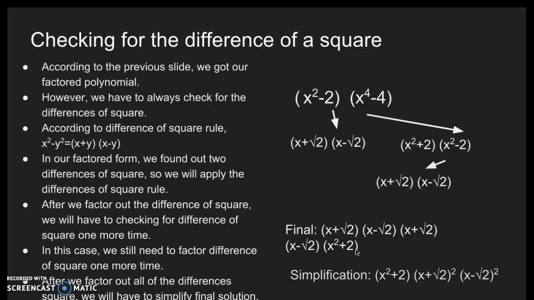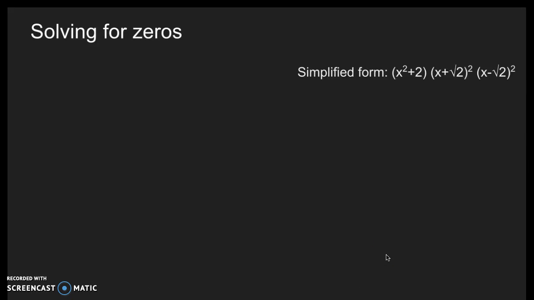Now we'll combine the like terms. Notice how we have two (x plus square root of 2) in parentheses, so we'll go ahead and write them as (x plus square root of 2) in parentheses squared. Notice we also have two of (x minus square root of 2), so we'll also group them together, (x minus square root of 2) in parentheses squared. Now it looks way more concise. We can go ahead and approach our final steps.